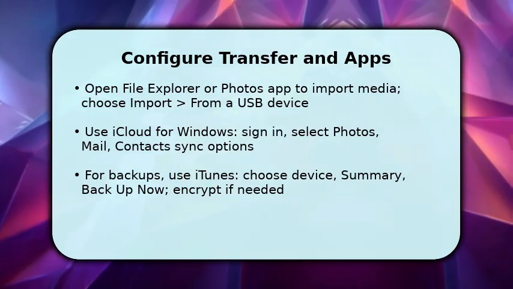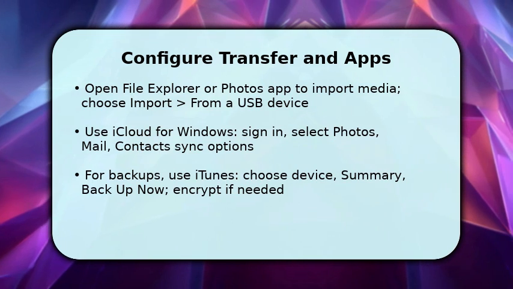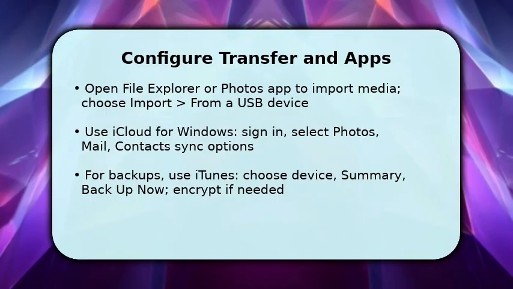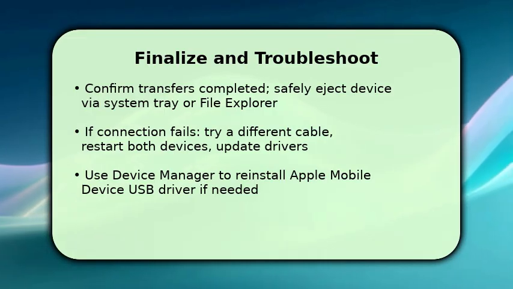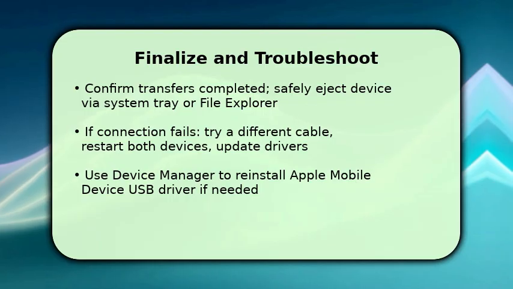If you need full backups or app file access, open iTunes, select your iPhone, and run Backup Now to create a local copy on the PC. Finish by verifying transfers and safely ejecting the iPhone to prevent corruption. Check Photos, iCloud Drive, or iTunes to confirm files arrived where you expect.